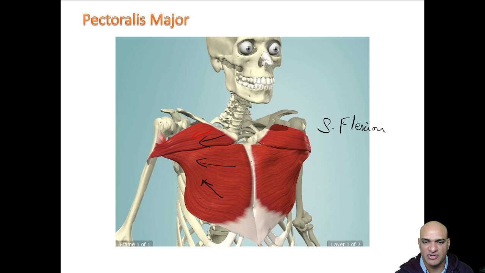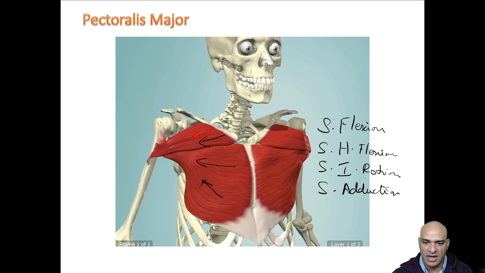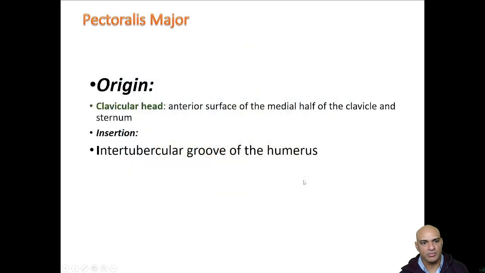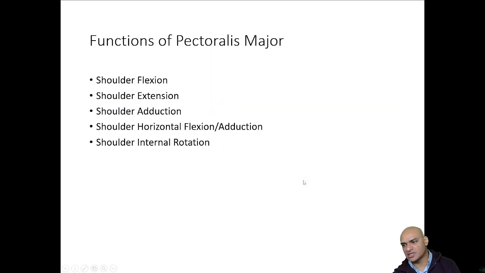The fibers which are coming from the middle are making you do shoulder horizontal flexion. Also, the fibers in the middle are mostly making you do shoulder internal rotation. The lower fibers are making you do shoulder adduction and shoulder extension. So these are the primary functions of the pectoralis major. We have summed it up here.